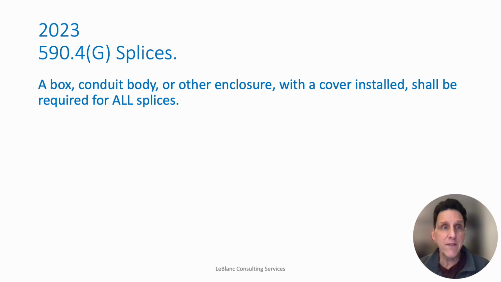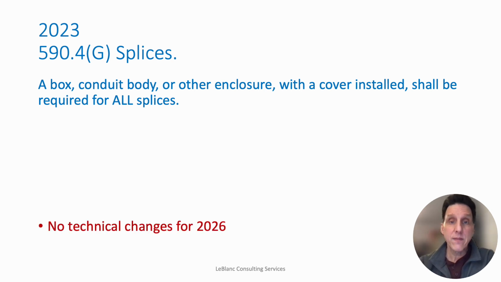All right, here's one way, 590.4(G), splices. A box, conduit body, or other enclosure with a cover shall be required for all splices. That's pretty straightforward, right? And there's no changes proposed for this requirement for 2026, so we don't have to cover it for 2026. No technical changes. There might be some numbering changes. It's probably going to be 590.6 instead of 590.4, but no technical changes.